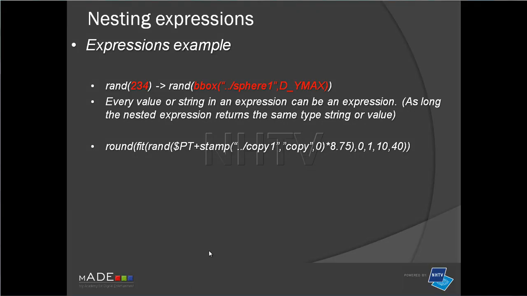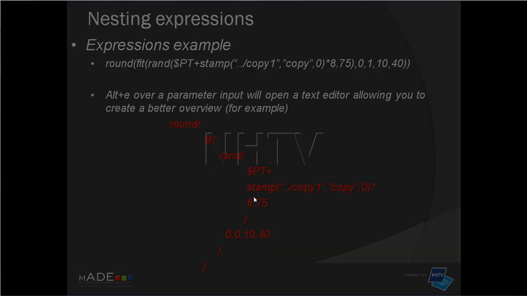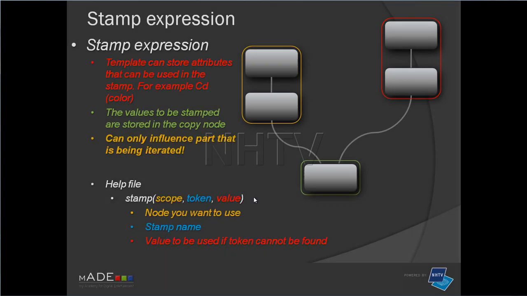Now I'm gonna go just a little bit further over here to this expression so I can explain to you what's going on. So first of all, the stamp expression, what does it say? It says scope, token and value. Now they talk about scope over here because it's not only working within surface nodes. It's an expression that can be used in various places. So scope is different, but scope means actually the node that you want to use.